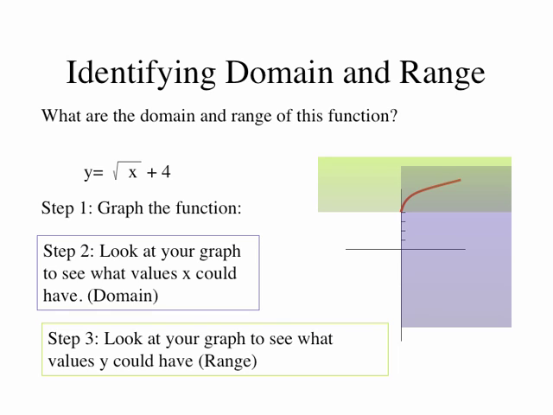So we can never take away something from 4. We can only add things to 4, and the smallest thing we can add to 4 is 0. So the smallest y value we can get out of this function is 0 plus 4, or 4. So the range is y is greater than or equal to 4. And you can tell that by looking at the graph as well.